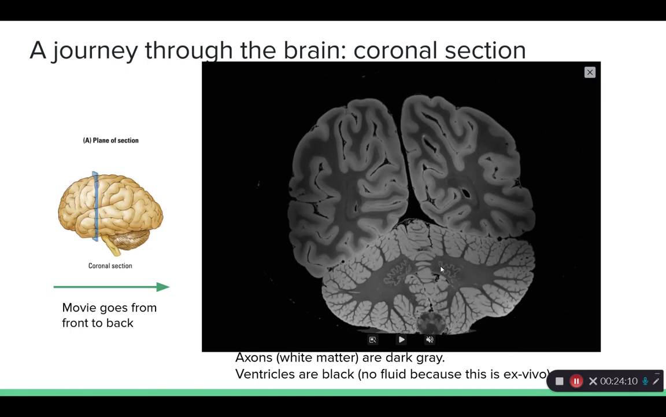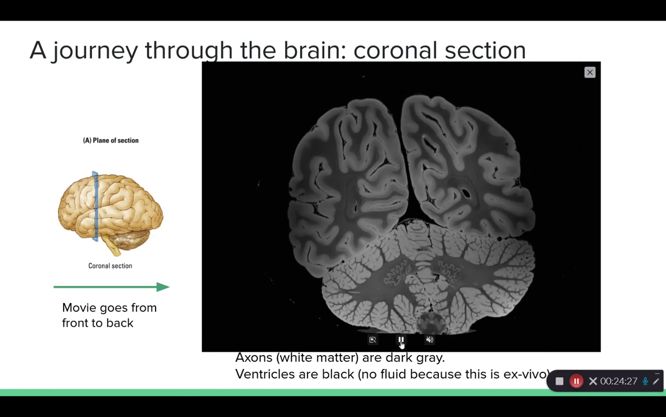The name cerebellum means little brain, and you can appreciate why it was given that name, because its structure here mirrors that of the cerebrum, the rest of the brain, in that it has gray matter on the outside, white matter, and then even gray matter inside of that.